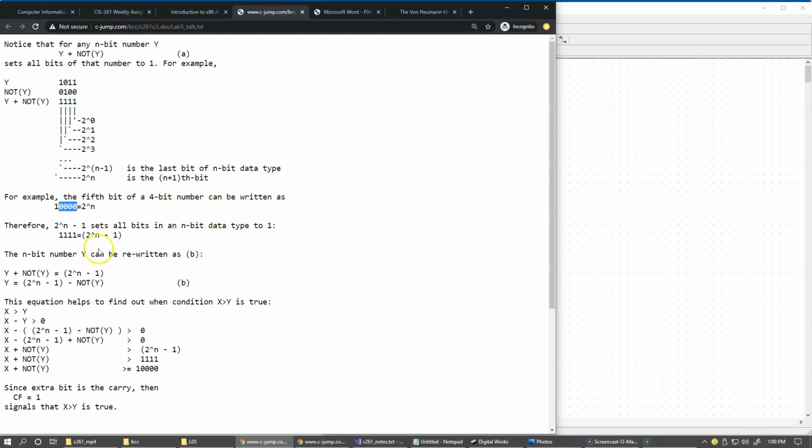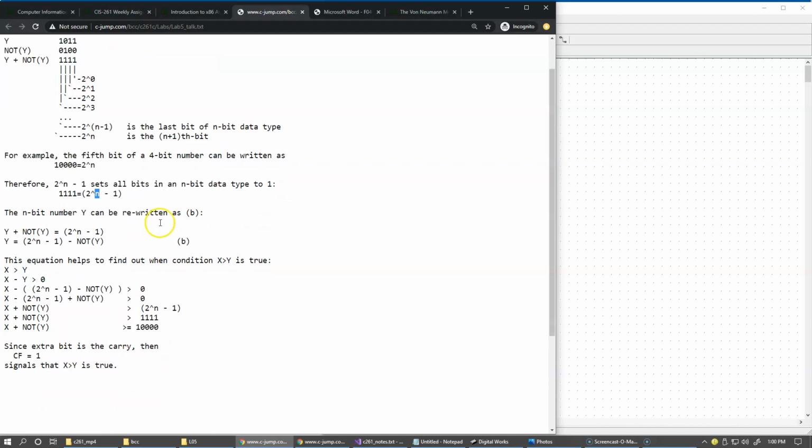Then, interestingly, if we subtract 1 from this value, it would set all bits of this n-bit data type to 1. Essentially, 2 raised to the nth power minus 1 should give us this value of all bits set to 1 in a data type that has, in our example, 4 bits. So this is good. Then we can rewrite this as this.